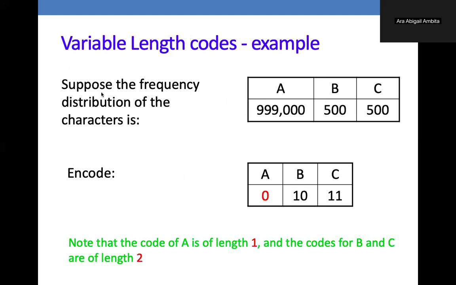So okay, what about the variable length code? So for example, we have a frequency distribution of the characters. So A occurs, so we have a file. It contains A, B, and then C.